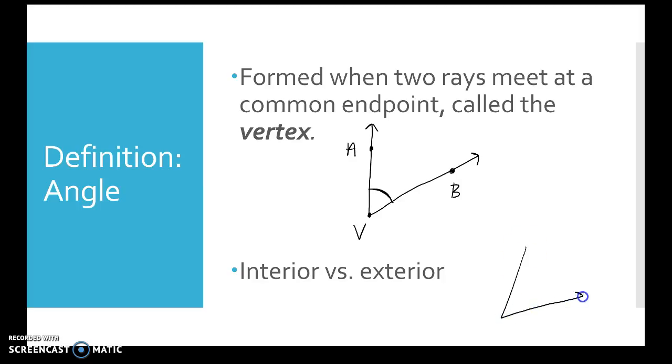Interior of an angle versus the exterior. So the interior of an angle contains all the points between the two sides of the angle. So that would be the interior. Okay, think interior, inside. And then the exterior of the angle would be the region that has all the points outside of the angle. So this would be the exterior. And those terms are important. Okay, so as I'm writing notes, you add it to your definitions.